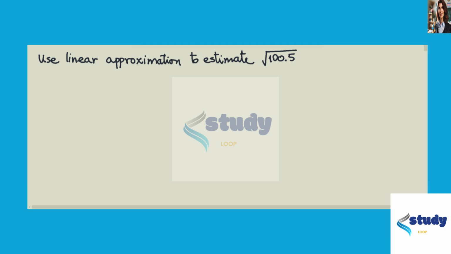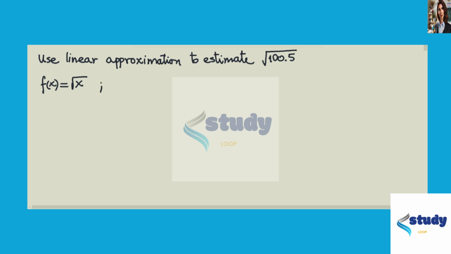Use linear approximation to estimate the square root of 100.5. So what we're going to do here, we define the function f of x equals square root of x, and we're going to find the linear approximation to this function at x equals 100. That is, we're going to find the equation of the line that is the linear approximation to f at x equals 100.